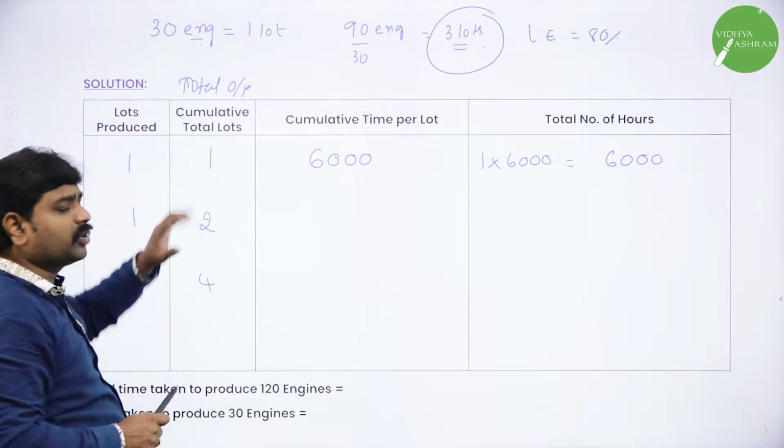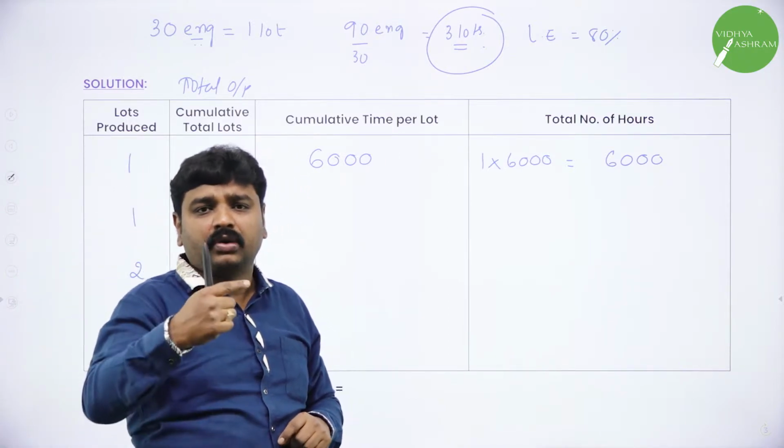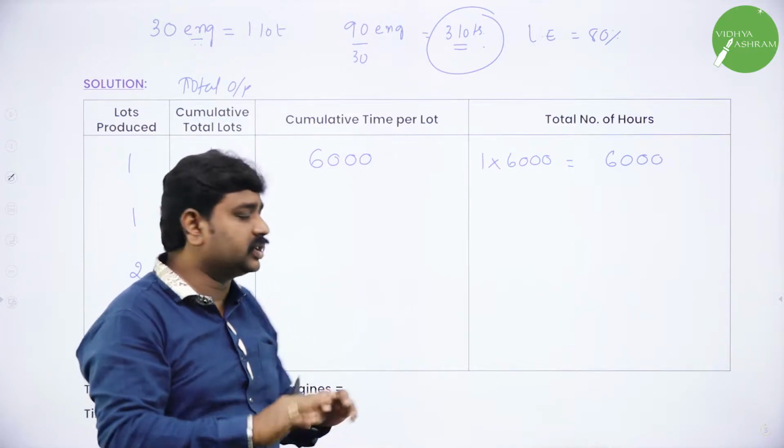Now the second column, first fill it. What should you do in the second column? Start from 1 and keep doubling. 1 2s are 2, 2 2s are 4, and stop the process.